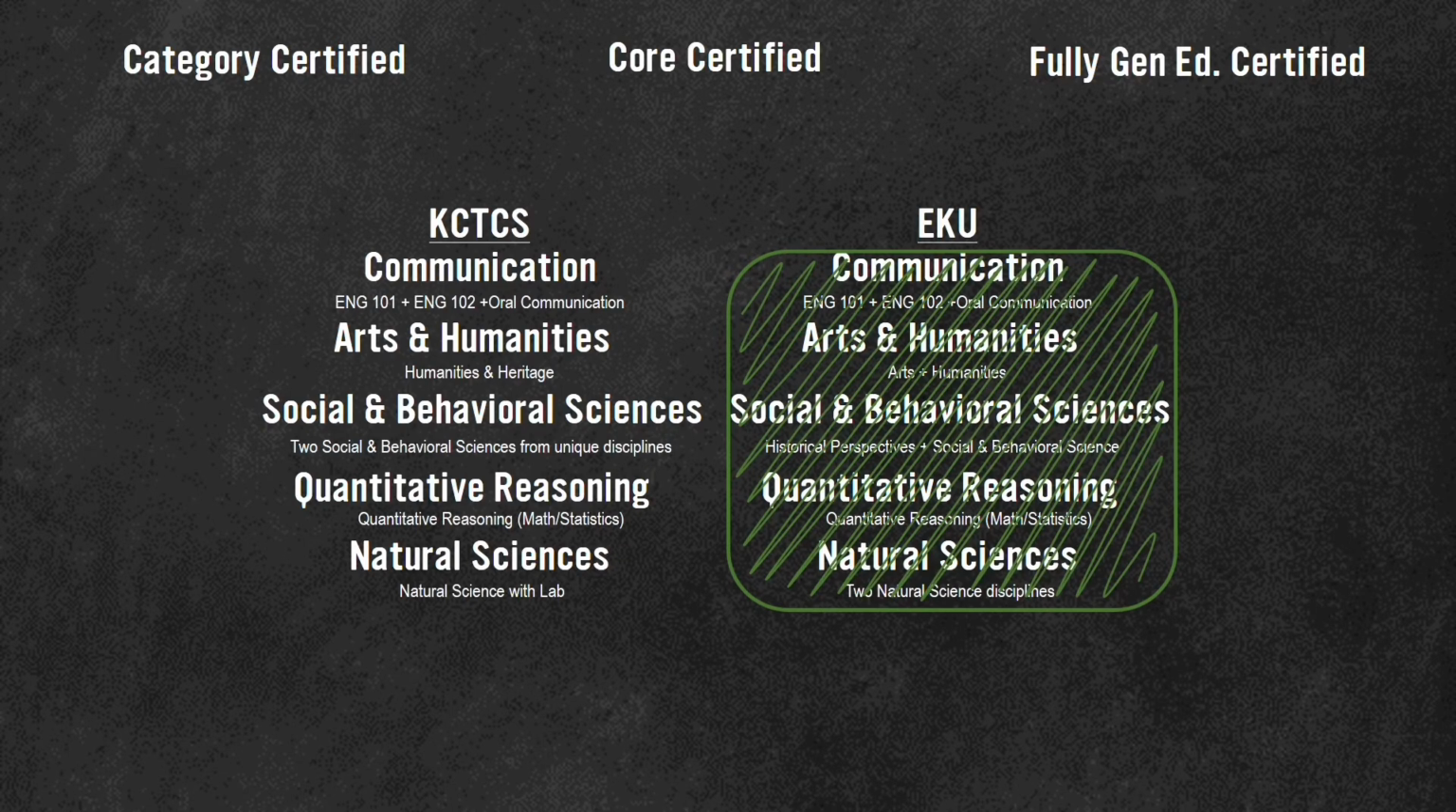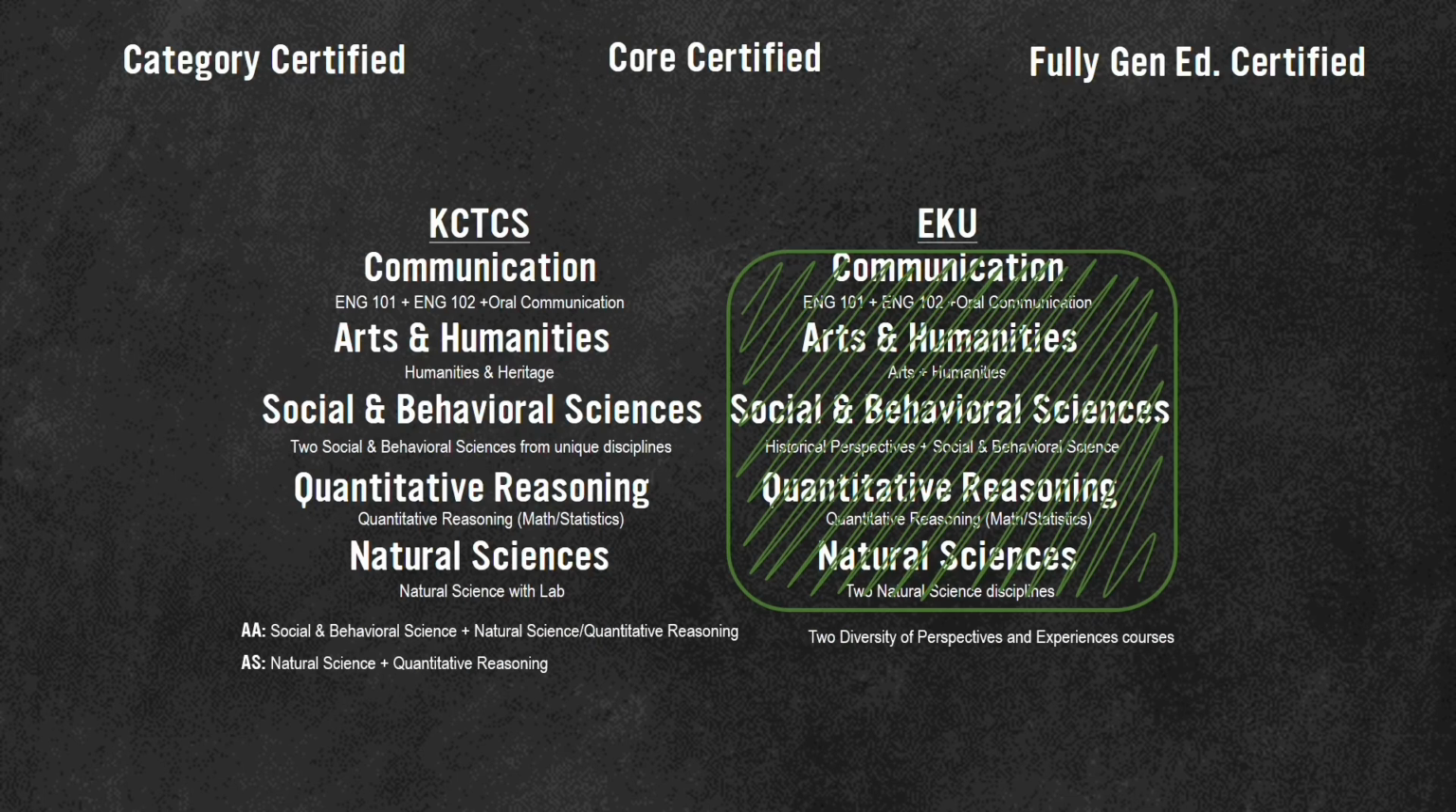There is one additional certification beyond having all 5 categories completed. Institutions are allowed to add additional requirements before giving students full general education certification. At KCTCS, these requirements vary based on the student's goal of an Associate of Art or Associate of Science degree. The Associate of Art requires the completion of an additional social and behavioral science course and either a natural science or quantitative reasoning course. The Associate of Science requires an additional natural science and quantitative reasoning course.